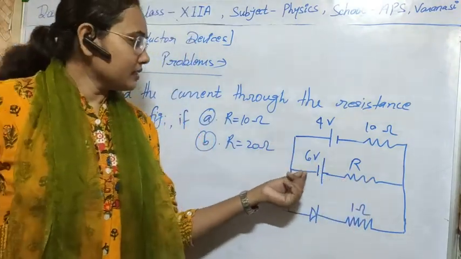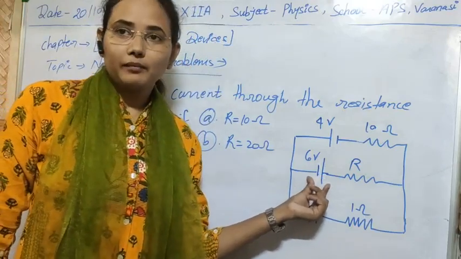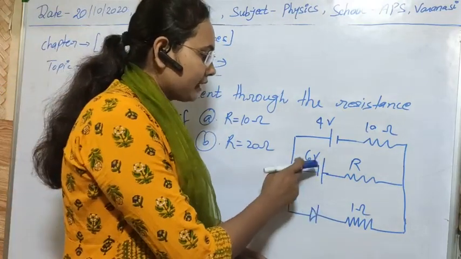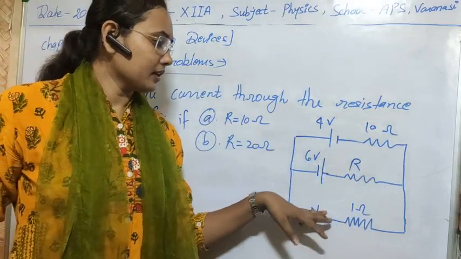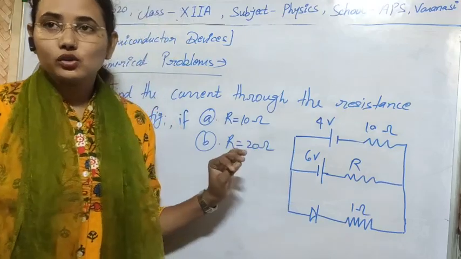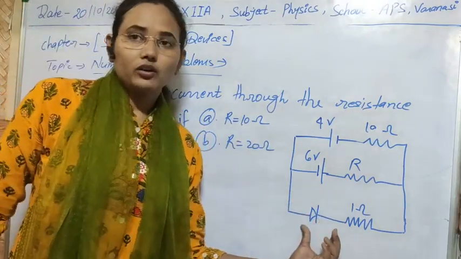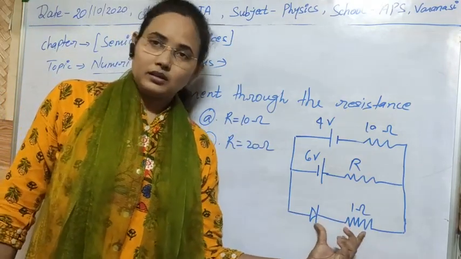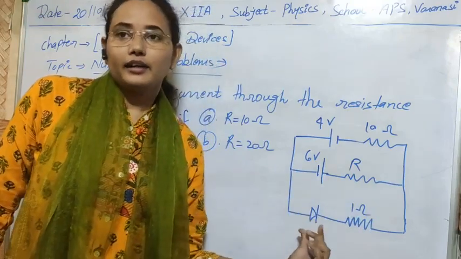As we are seeing, this diode is connected to the 6 volt EMF in reverse bias. P is connected to negative and the other side is connected to positive, which means the diode is in reverse bias. And if the diode is in reverse bias, then the diode will not conduct. So definitely no current will flow through the diode. So in this branch the current will be 0.